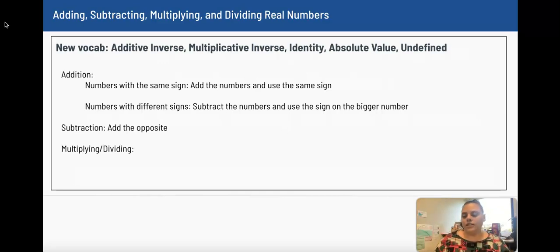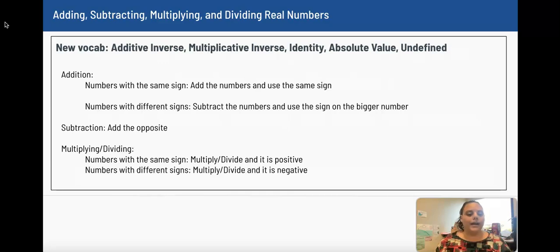And for multiplication and division, we have our sign rules, which are the same for either one, and that is that numbers with the same sign, we're going to write that we multiply or divide as normal, and the answer is positive. And with different signs, we multiply and divide as usual, and the answer is negative.